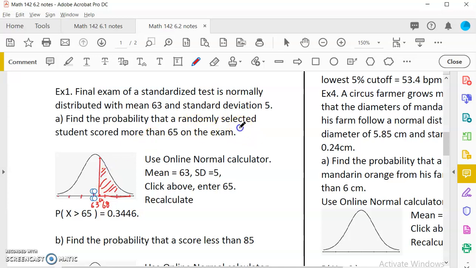Another method is actually calculate what is z equal to for 65. 65 minus 63 over 5 is 2 over 5 is 0.4. So it's in the middle. 0.4 is really close to 0. So you know that, oh, I just mark it here. And so for the online calculator, you can see that if we do it using z or using the direct 65, you get the same answer.